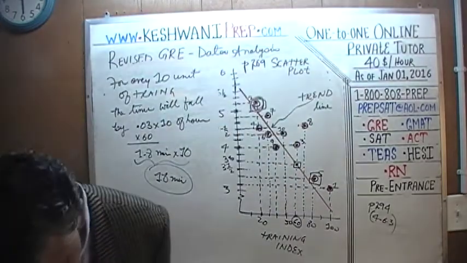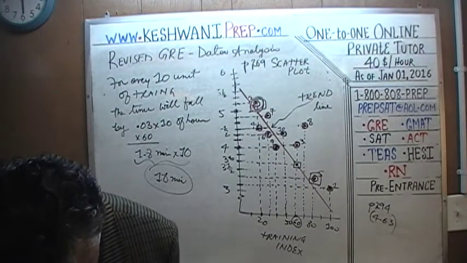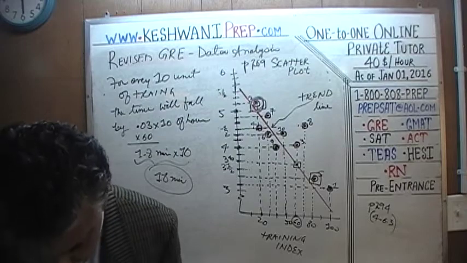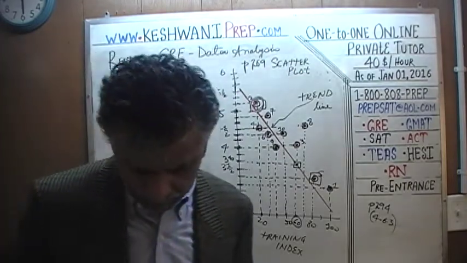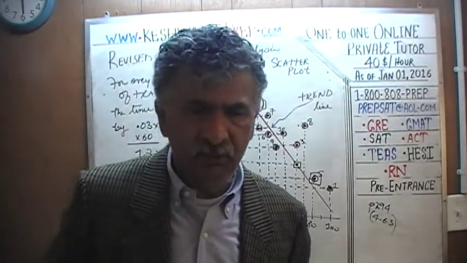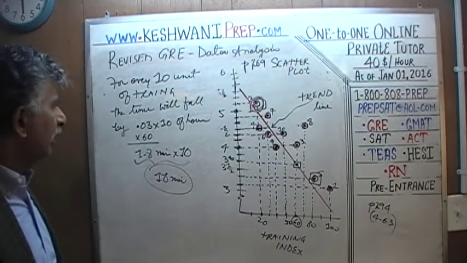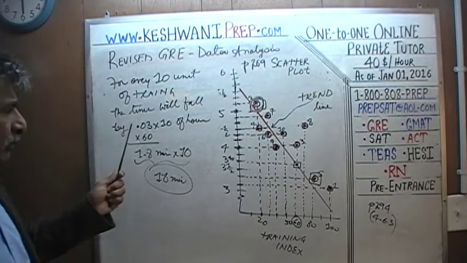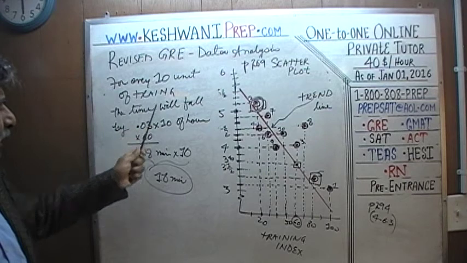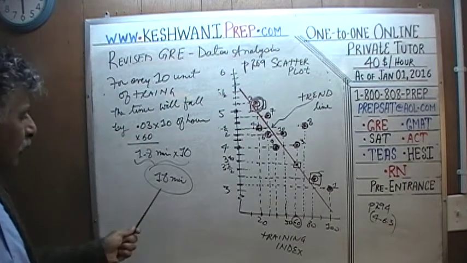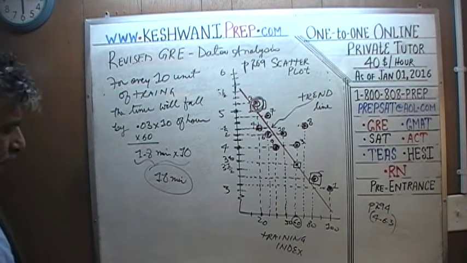Now, what does the book say? It says the finishing time is predicted to decrease by 0.03. They leave it in the raw form. I don't like that. That doesn't do anything. You have to cook it a little bit. So one more time, it tells us for every 10 units of training, you can expect your finishing time to go down by 18 minutes. That was it.